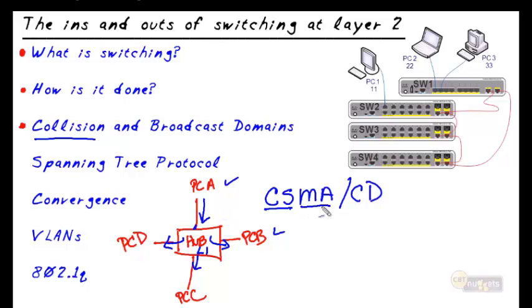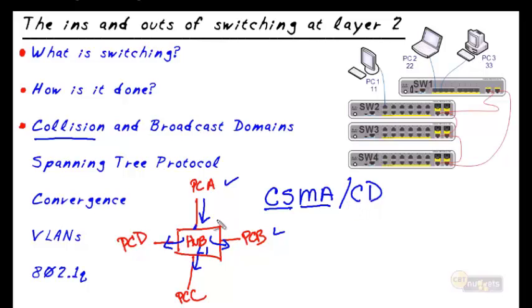Multiple access means, guess what? There's more than one device on that network, or could be, that may want to use it. That's all that means. So listen to the wire before you send to make sure that wire isn't being used by somebody else sending their data, and there could be multiple devices.